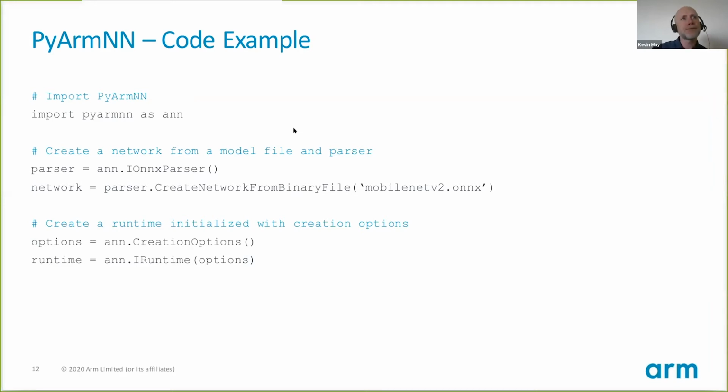So you would import your PyArmNN package as you would any other Python package. And what you want to do is create a network from a model file and a parser of your choice. So I'm going to use the ONNX parser and pass in a MobileNetV2 ONNX model file. And from that, I'm going to create the network. What I want to do next is optimize that network and run an inference from it in the runtime. So we need to create a few things here. First, we'll create a runtime. To do that, we need to initialize it with some creation options. In this example here, I'm just using default creation options, but we'll see in one of the other features how this can be used and what types of creation options can be added to it. So initialize that, get your runtime object.